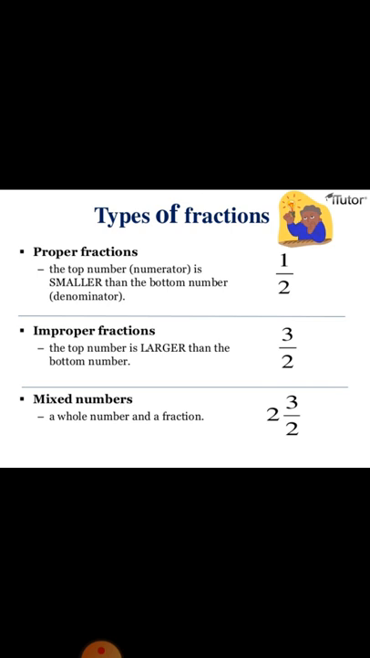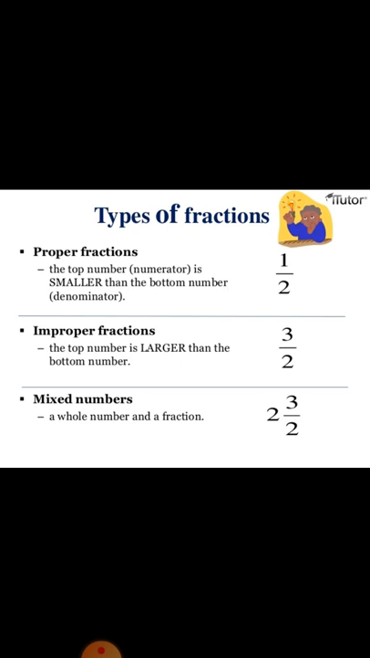Next we discuss types of fractions. Number 1, proper fractions. If the top number, that is called numerator, is smaller than the bottom number, that is called denominator, then it is called a proper fraction. For example, 1 by 2. In this number, the number above the line is the numerator and is 1 and the number below the line is 2, and we know that 1 is less than 2. It is a proper fraction.